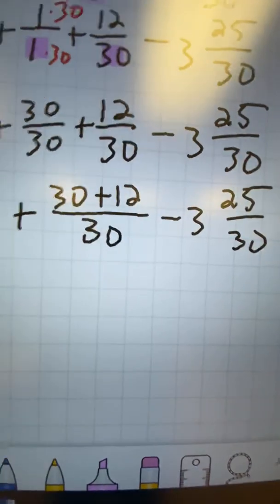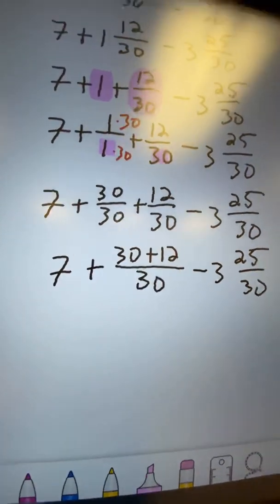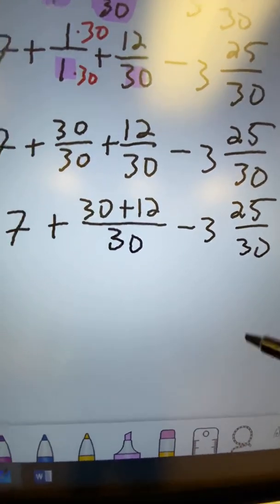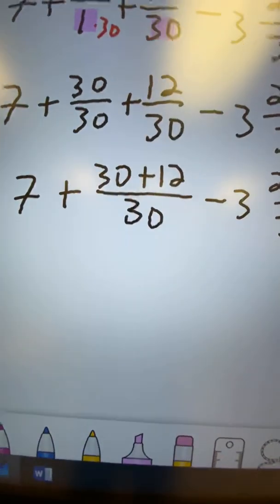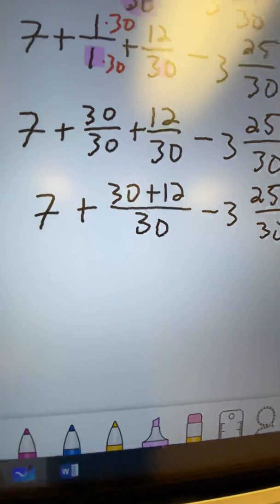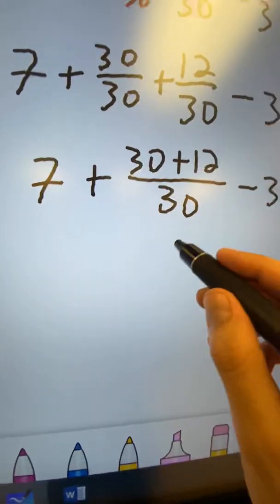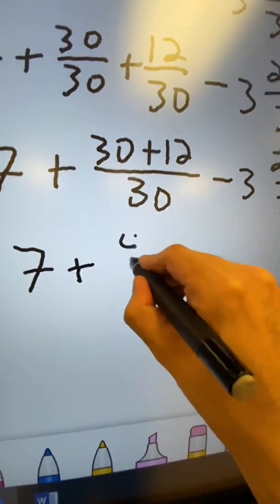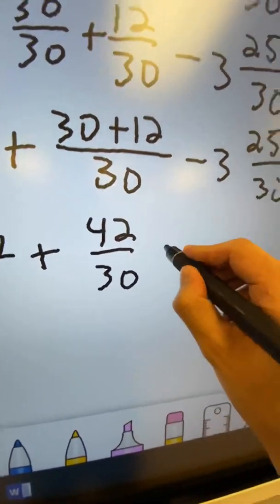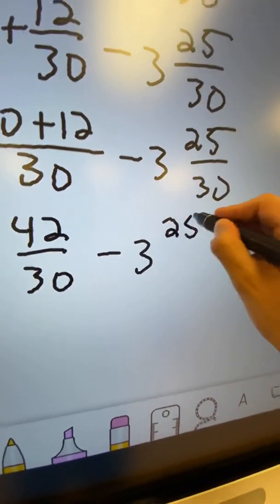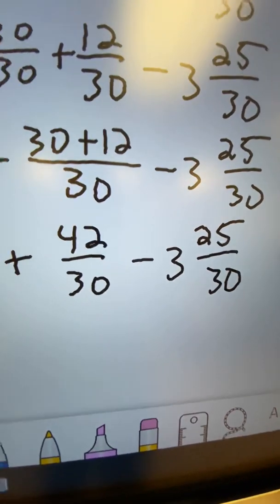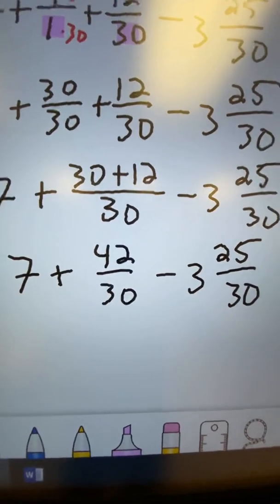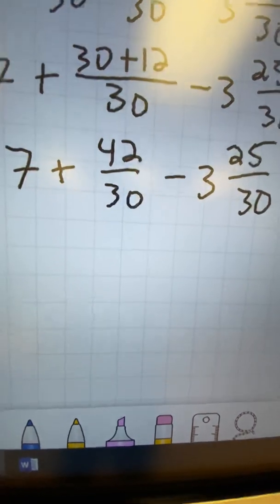And I'm showing you a lot of steps because I'm trying to show you the thinking behind this. Eventually, when you get really good at this, you don't have to show all these steps. But this is just so you can see my thinking and how we're transitioning from one to the next, to show you how I'm getting these answers. So now, look, I get 7 plus 42 30ths minus 3 and 25 30ths. And now you can see we're getting closer.